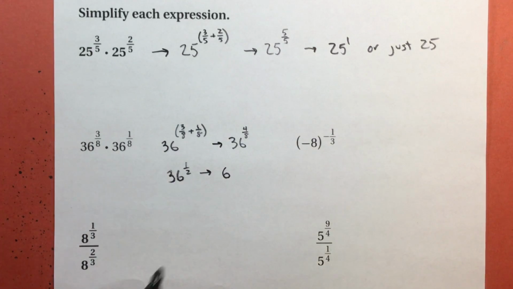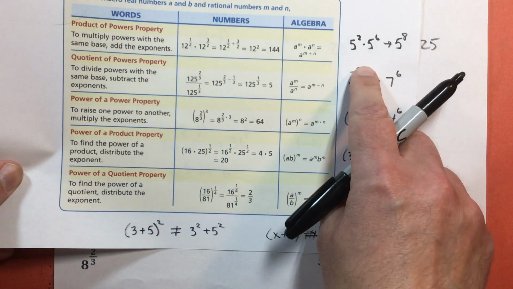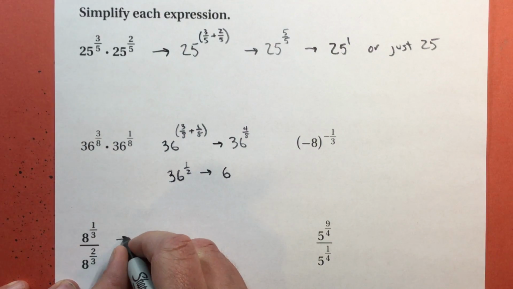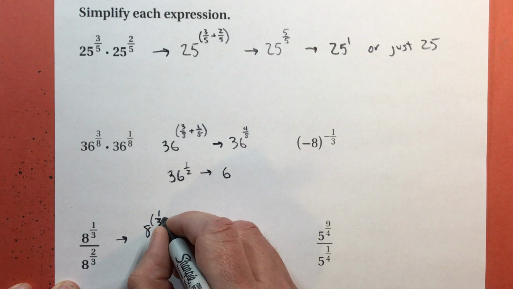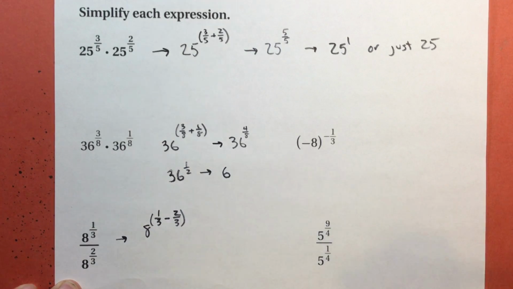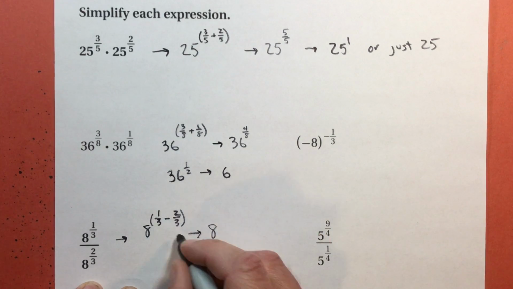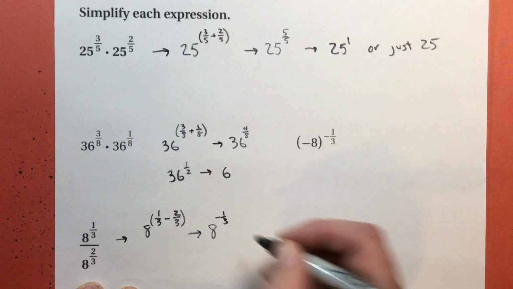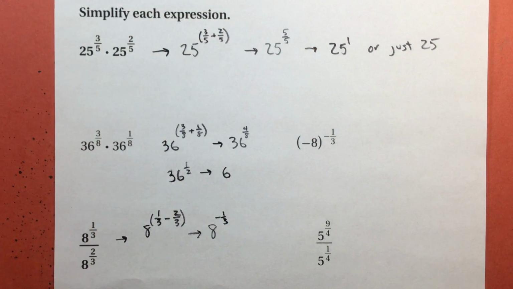So this is going to be my quotient of two powers property, where I'm going to subtract the exponents. So this becomes 8 to the 1/3 minus 2/3 power. And that, I can subtract: 1/3 minus 2/3 is negative 1/3. Now, we have this and we have that. Okay, so in putting this together, I noticed that these were going to end up being the same, but I wasn't sure if I should just delete one of them. So we'll do both of them, okay?